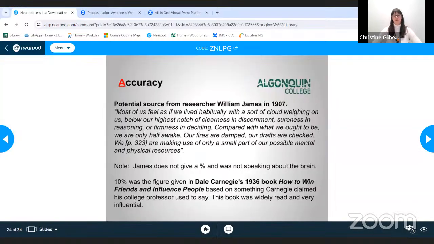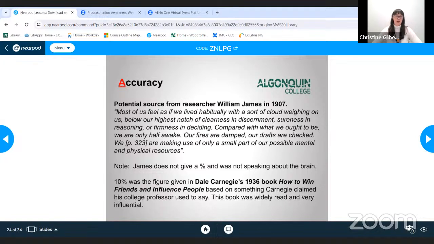When we search online for evidence that supports the statement, the earliest potential source we have is from researcher William James in 1907, where he writes, "Most of us feel as if we lived habitually with a sort of cloud weighing on us. Below our highest notch of clearness in discernment, sureness in reasoning, or firmness in deciding. Compared with what we ought to be, we are only half awake. Our fires are damped, our drafts are checked. We are making use of only a small part of our possible mental and physical resources."